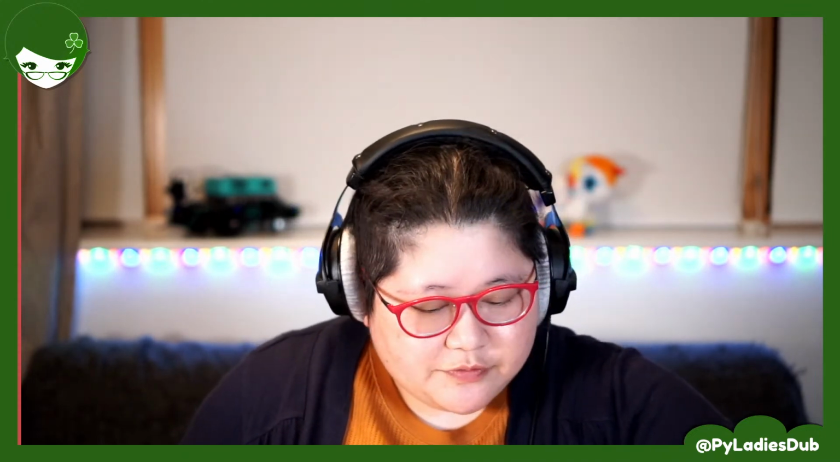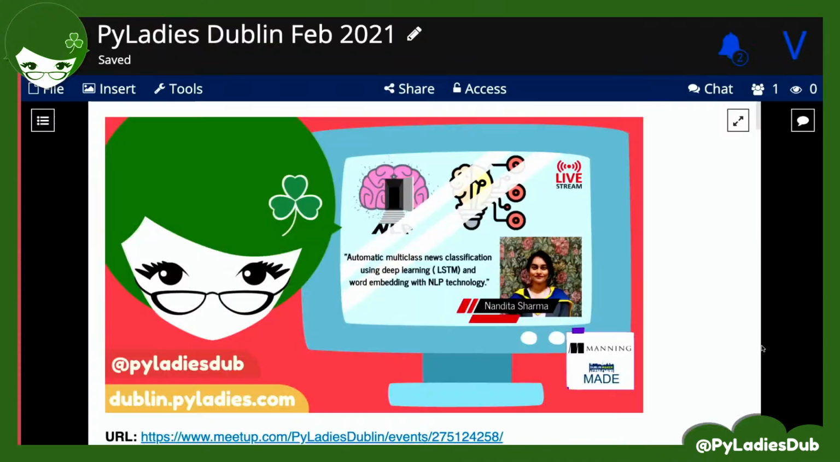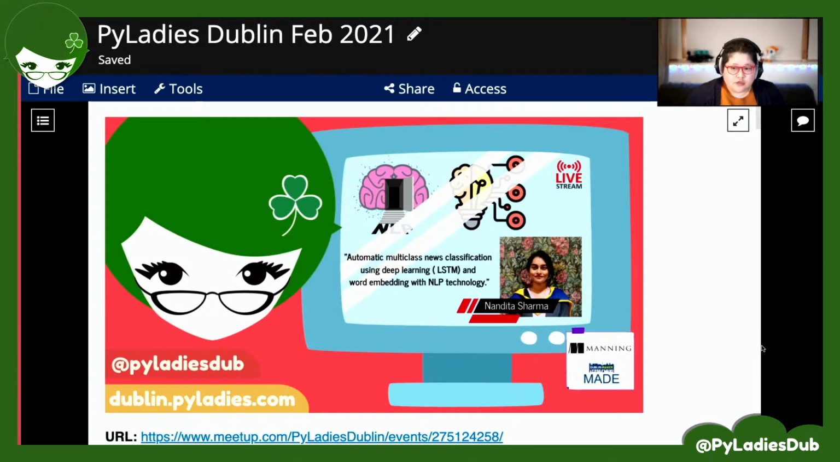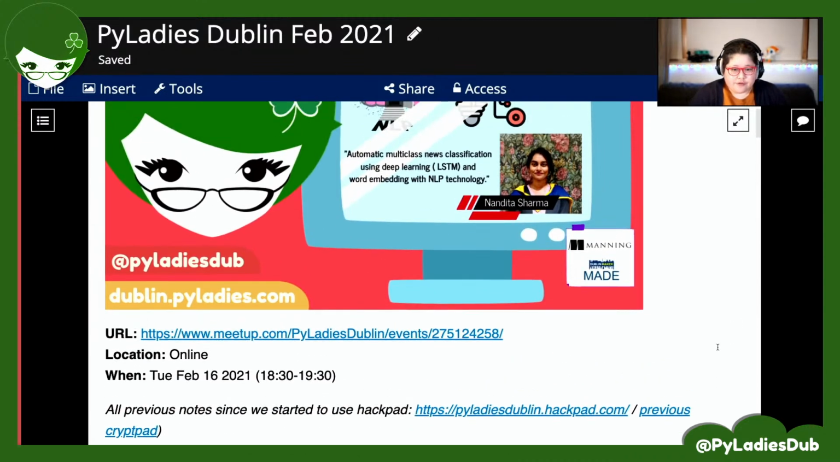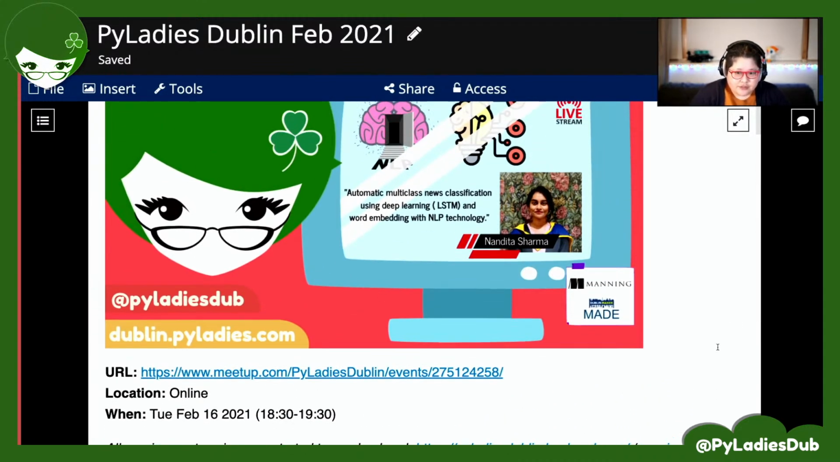Let me see if I can switch this right. Is it number 3? Oh yes, got it. This evening we're going to have Nandita Sharma talking about automatic multiclass news classification using deep learning and word embedding with NLP technology.